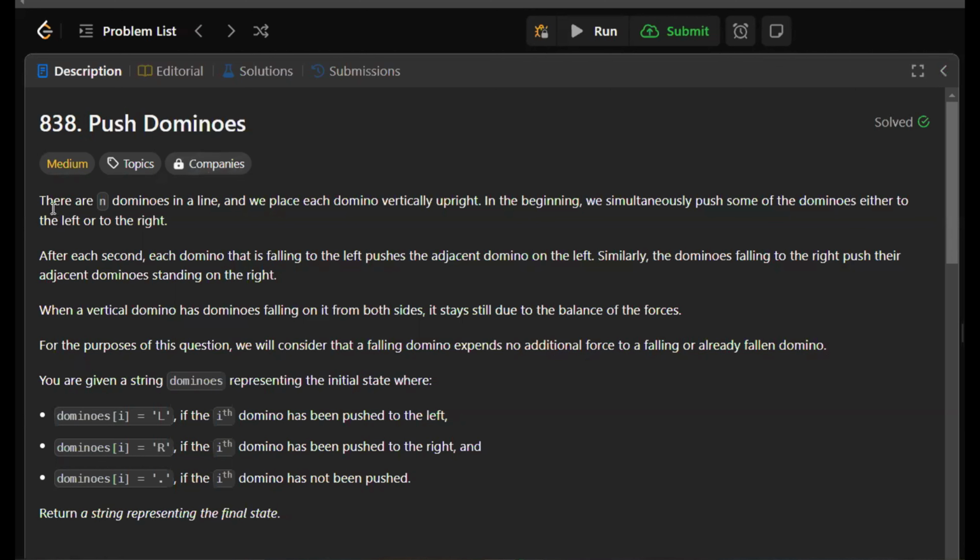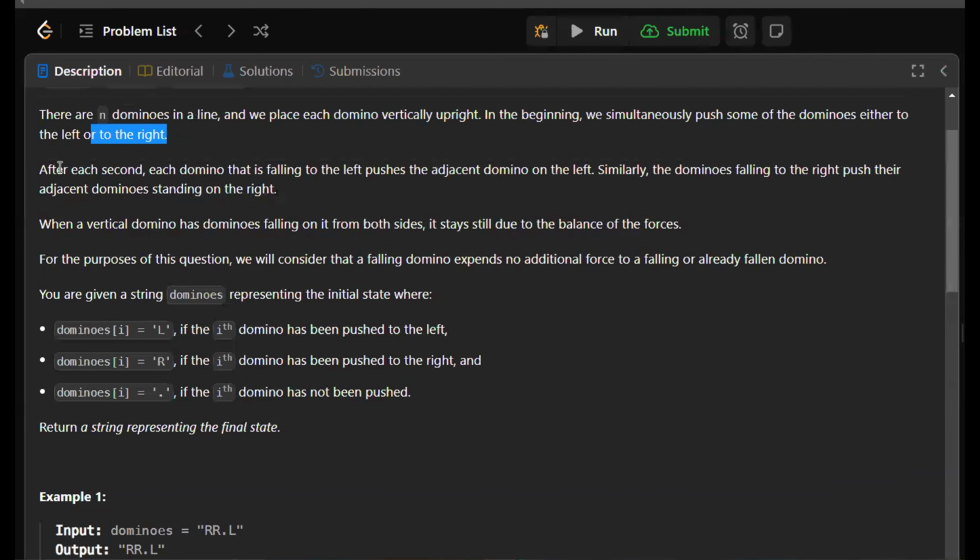In this problem, there are n dominoes in a line and we place each domino vertically upright. In the beginning, we simultaneously push some of the dominoes either to the left side or to the right side. Now, after each second, each domino that is falling to the left pushes the adjacent domino to the left. Similarly, the dominoes falling to the right push their adjacent dominoes standing on the right.